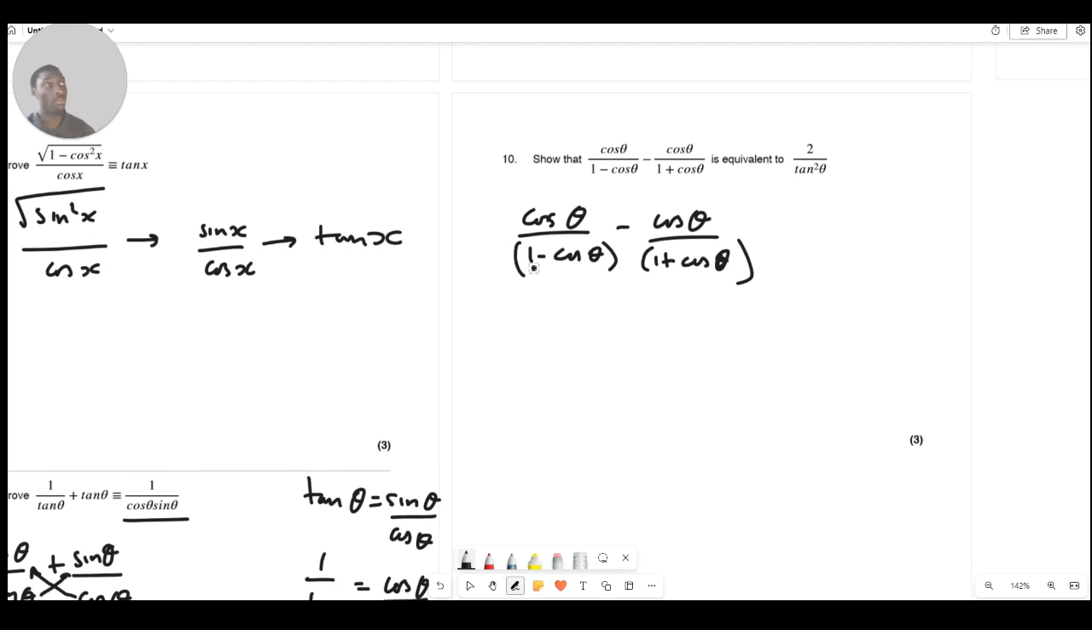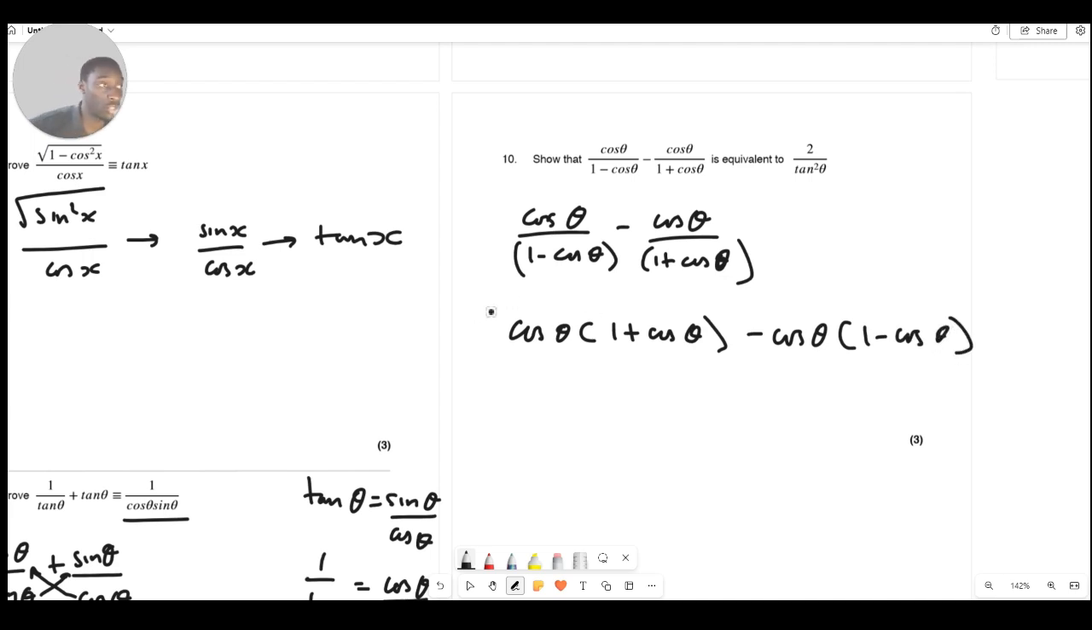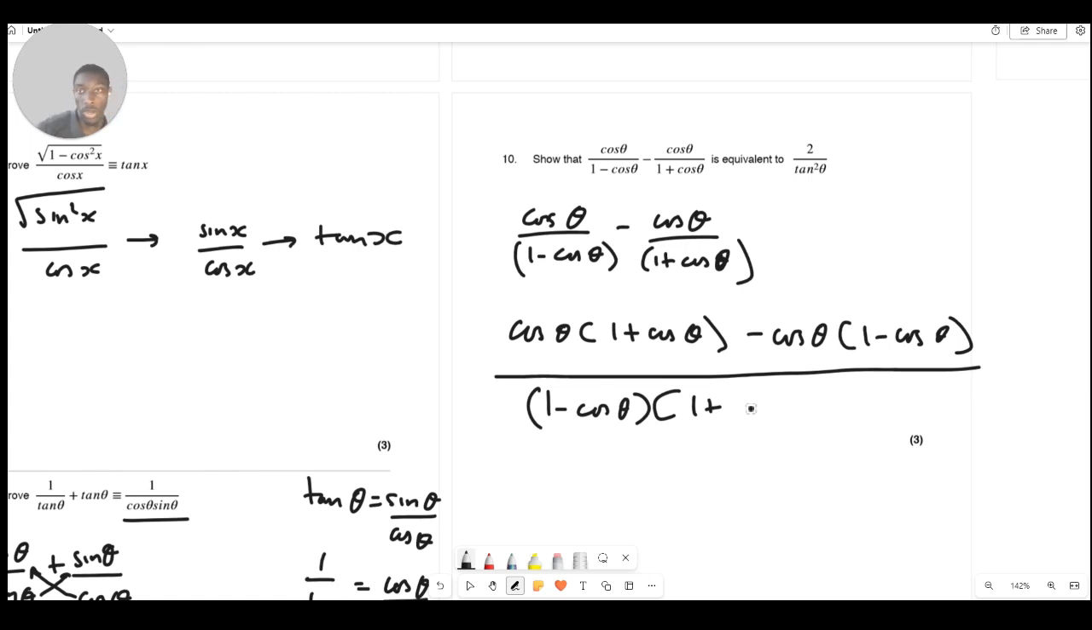Now, what I can do is multiply both of these fractions by the denominator of the other fraction. So what I'm going to have is cos theta bracket 1 plus cos theta minus cos theta bracket 1 minus cos theta. And then underneath, I'm going to join my two denominators from the separate fractions, and I'm going to have 1 minus cos theta, and the second bracket 1 plus cos theta.